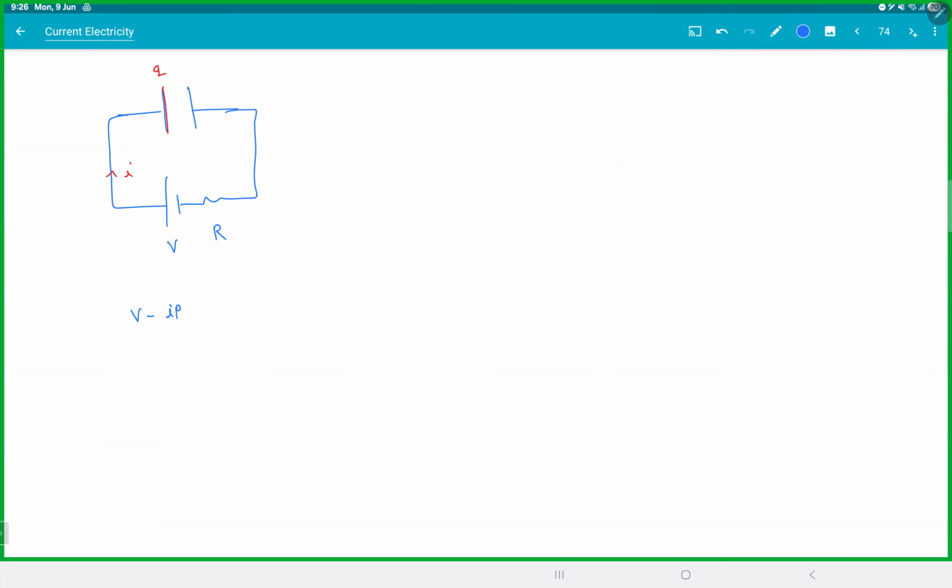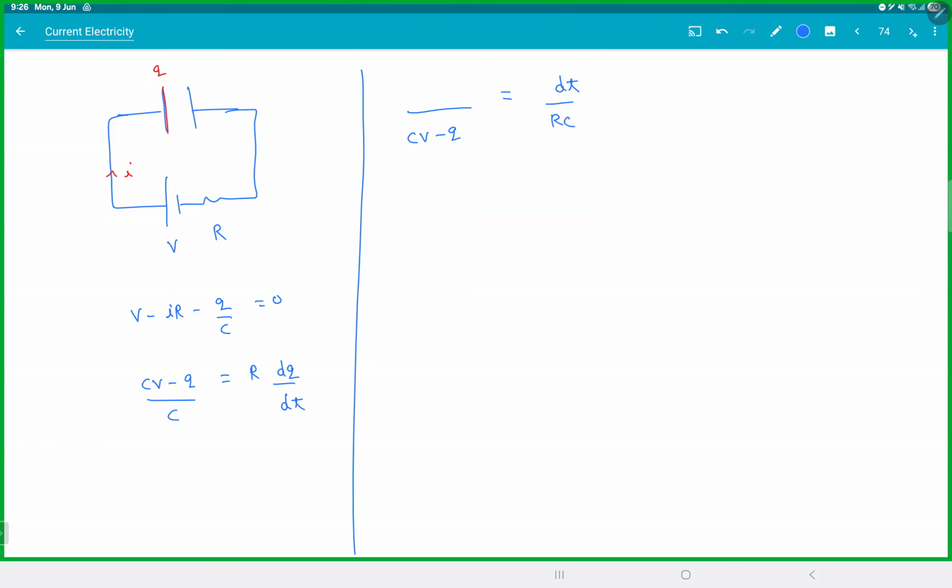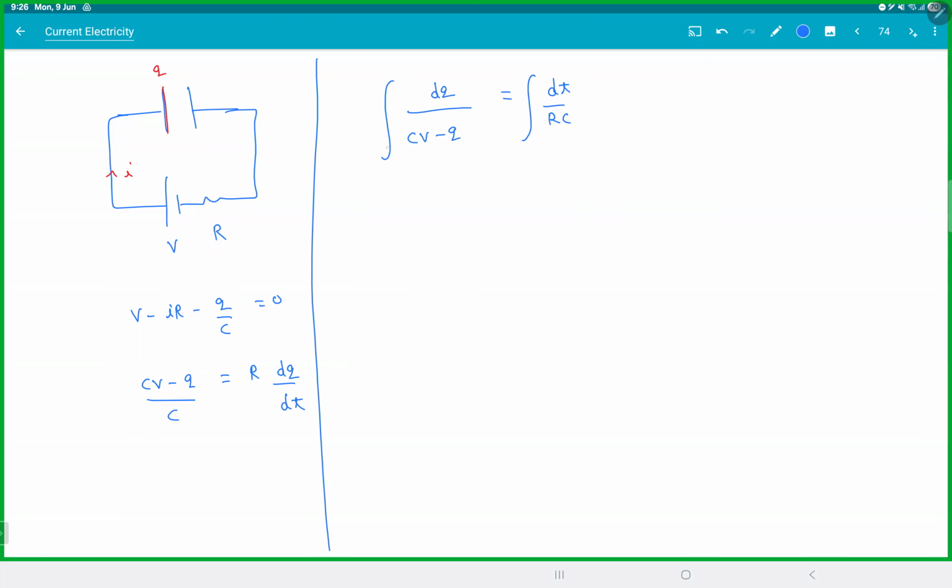V minus IR minus Q by C is 0. CV minus Q is equal to R dQ by dt. dQ by (CV minus Q) is equal to dt by RC. Limits. Now this thing will change.